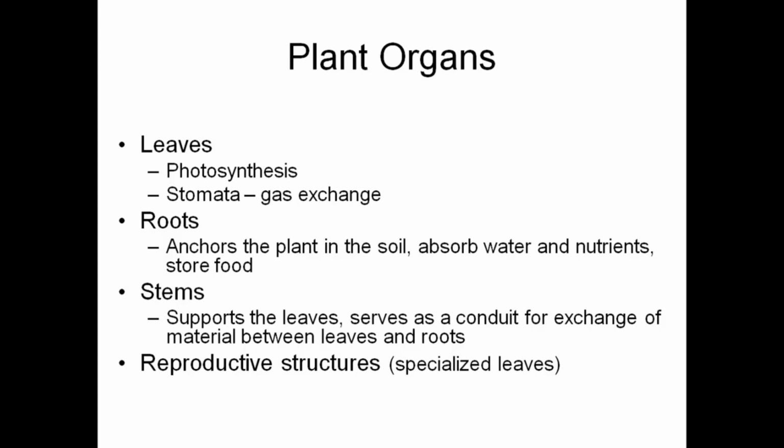Stems function in supporting the leaves and serve as a conduit for exchange of materials between the shoot and the root systems. Reproductive structures are really modified leaves that have taken on the job of producing the gametes. In angiosperms, these modified leaves are the parts of the flower.